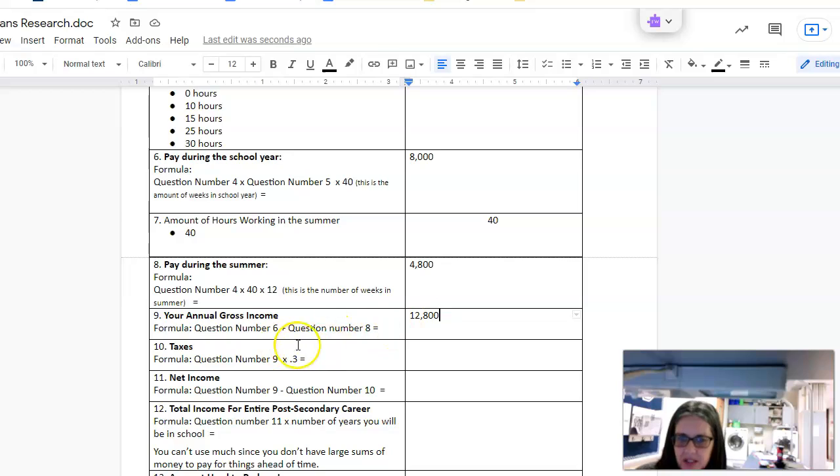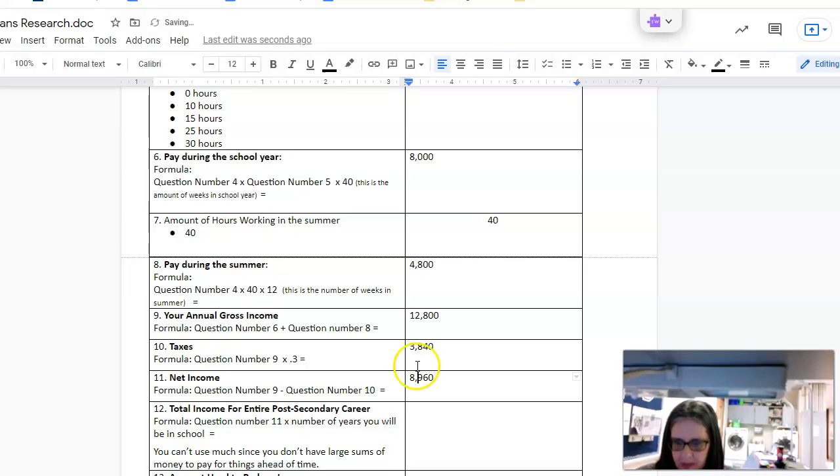You can see the directions are in here. And then I get 3,840. And then I'm just going to take and subtract these, okay, to get my net income. So I'm 12,800 minus 3,840. And then I get 8,960.